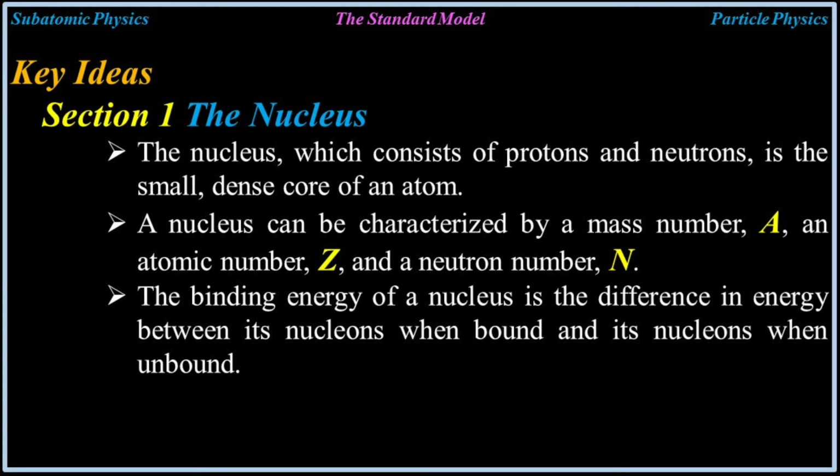Key ideas. Section 1, the nucleus. The nucleus consists of protons and neutrons. It is a small, dense core of an atom. A nucleus can be characterized by a mass number A, an atomic number Z, and a neutron number N. The binding energy of a nucleus is the difference in energy between its nucleons when bound and its nucleons when unbound.